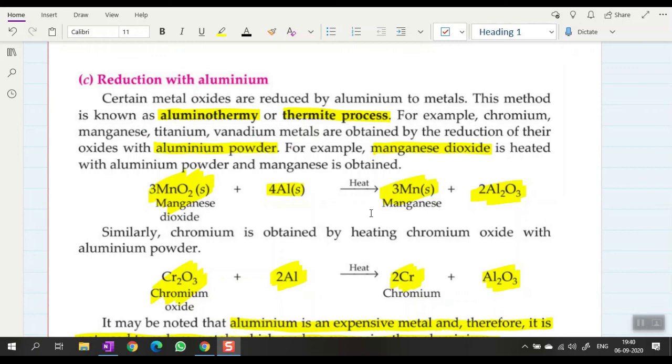One video is the application of this aluminothermy or thermite process, where I'm going to show you thermite welding. Okay, so this thermite welding, let me tell you, it is used for railroads. Railroad means your railway track.